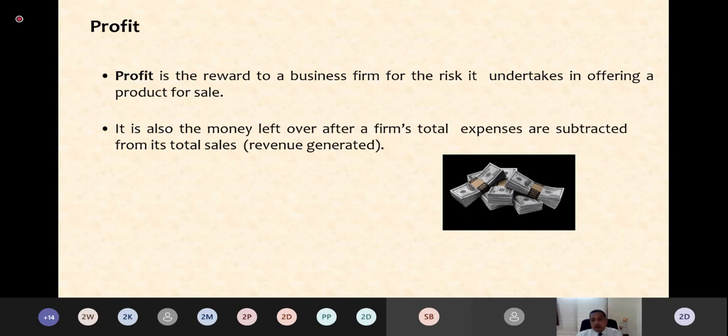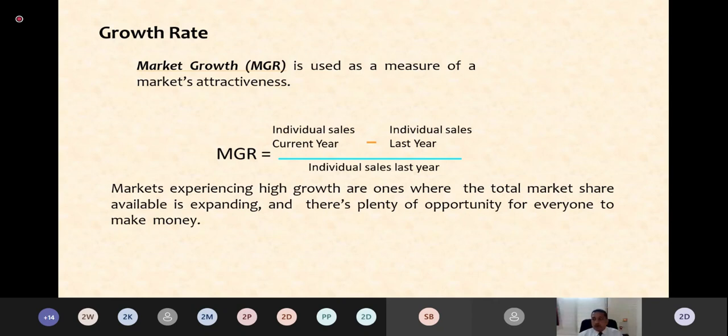Then another term which we have to understand is MGR, that is market growth rate. So when we are talking about market growth, how do we calculate, or how do we understand whether the market is growing or not? How can this market growth be calculated? How can it be measured?